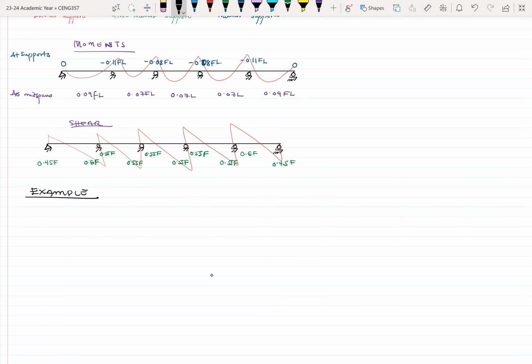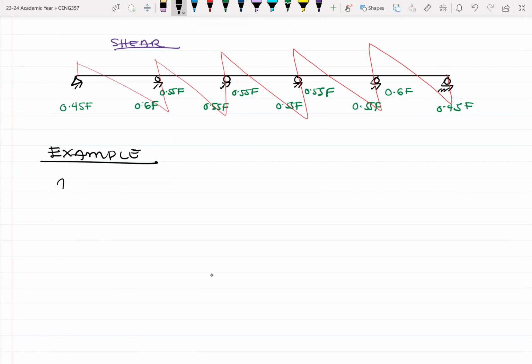So let's say, let me just see if I can type this. Sometimes there is a speech to text component in this particular app. So a beam is 300 millimeters wide by 660 millimeters deep. Okay. So with three equal spans.